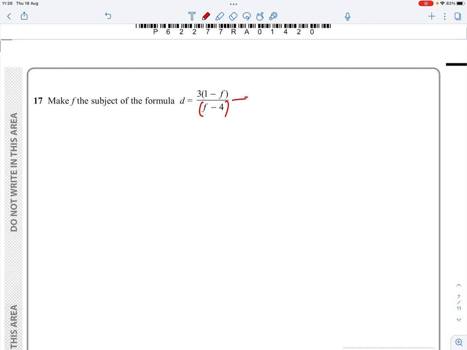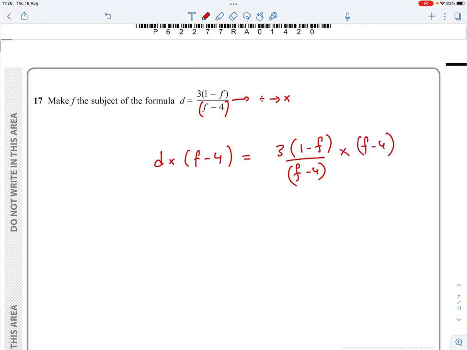Now, what do we have? Fraction line means divide. So that means to get rid of the denominator, I need to do the opposite. I need to do times. So if I multiply everything, both sides, by f minus 4, again, I haven't timesed the right hand side yet by f minus 4, so I'm doing that now.